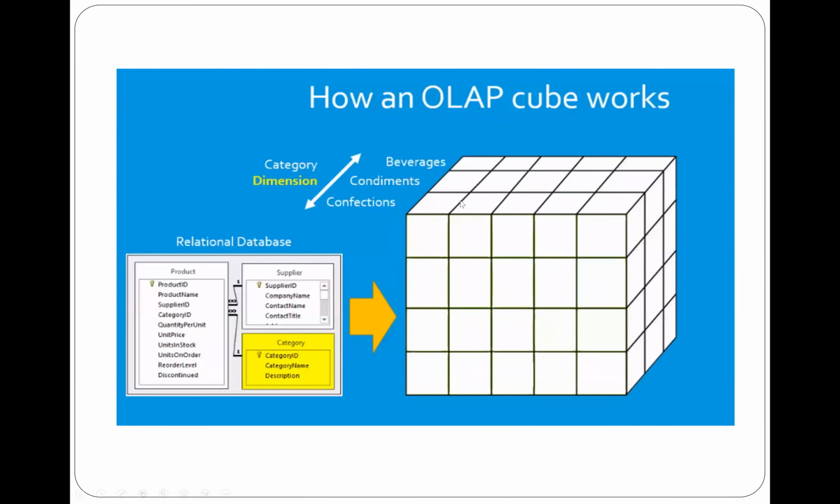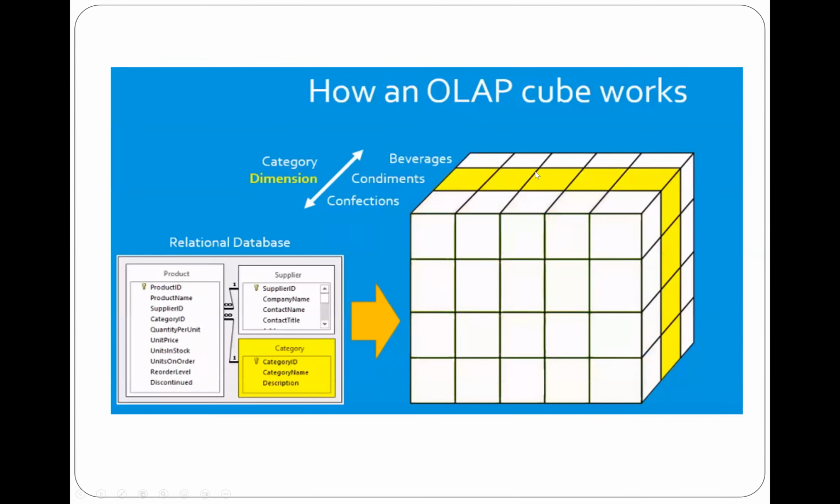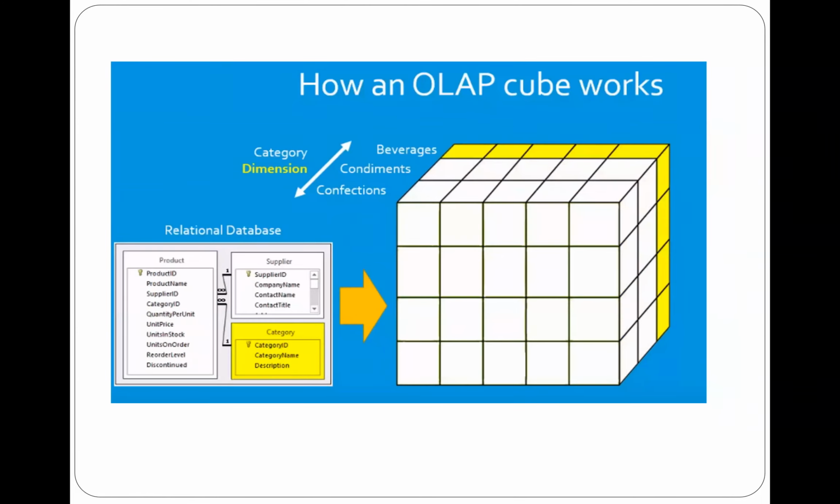So how will the OLAP cube work? If you take this, we have different dimensions here. Take the category dimension, category is one of the dimensions here. We do have different categories. So what is this category-wise sales? This category-wise sales, this category-wise sales. Yes, these are all the different analyses we are going to do.